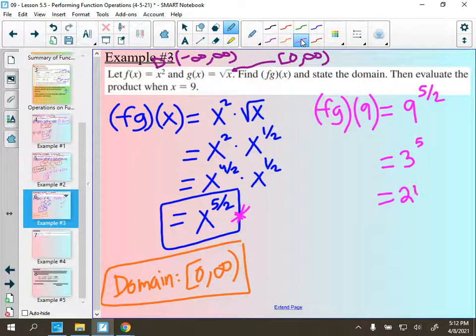Yep, ran and grabbed my calculator. 243. Just wanted to make sure, if I'm making video notes, I should probably make sure the solutions are correct, right? All right, so we plugged in the 9 there, got our 243.